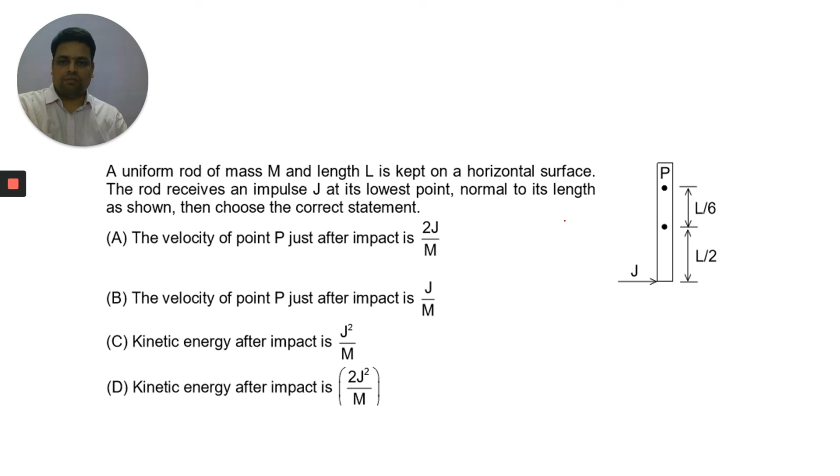A uniform rod of mass m and length L is kept on a horizontal surface. The rod receives an impulse J at its lowest position, normal to its length, as shown. Then choose the correct statement. Options I'm reading: the velocity of point P just after impact is 2J by m. Velocity of point P just after impact is J by m. Kinetic energy after impact is J² by m. Kinetic energy after impact is 2J² by m.